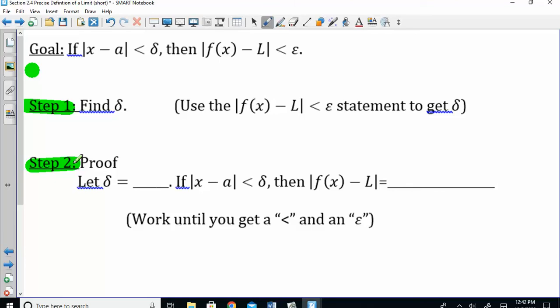So there's a handout posted on Classroom with a few of these questions and you've got time to work now.